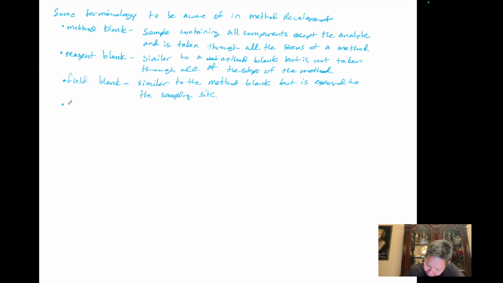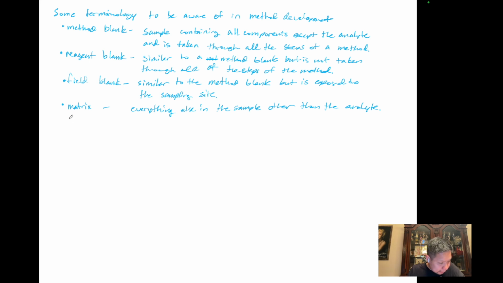The next term to be aware of is the matrix. What is a matrix? It is everything else in the sample other than the analyte.